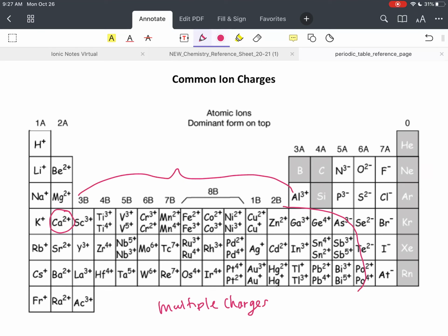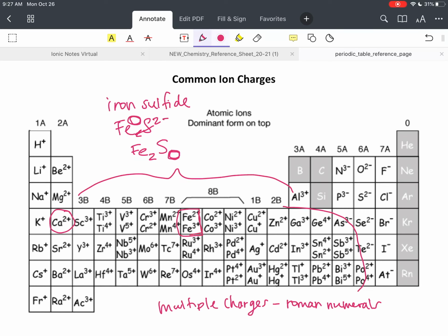Okay, so we have to have our Roman numerals. And the reason is because if I told you to write me the formula for iron sulfide, I write Fe, and I know I have sulfur, that's a 2 minus. Well, when I go to write my formula, I know this 2 is going to cross down here, but how do I know what number is going to go down here if I don't have a number up here?